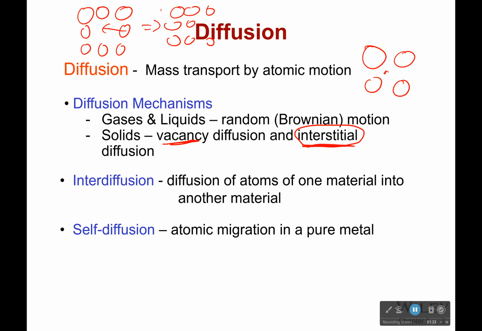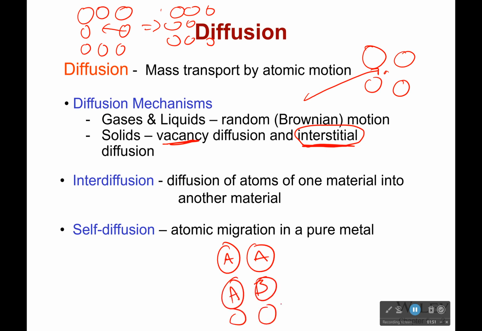We're also going to care about interdiffusion, where we have diffusion of atoms of one material into another material. That's not necessarily interstitial diffusion. That could also be a completely solid solution, where you have A and B, and then eventually they get mixed together into some mixture of A and B. This is also where we learned about those Hume-Rothery rules to figure out when that could happen.